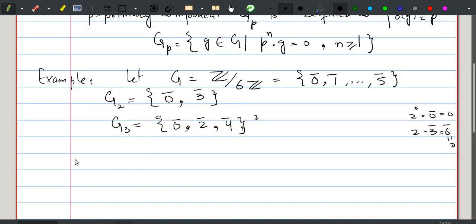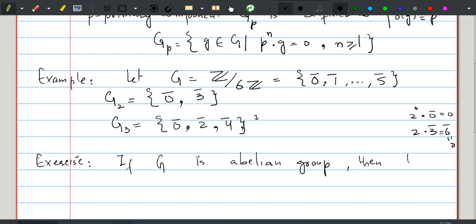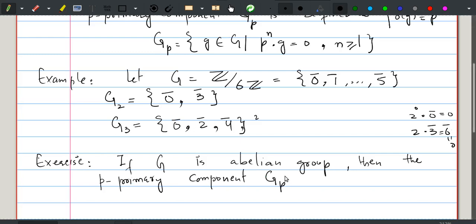Now it is an easy exercise to prove that if G is an abelian group, then the p primary component, say G_p, is a subgroup of G.